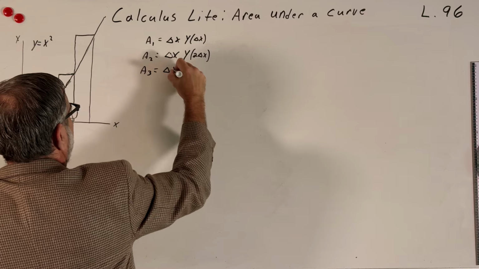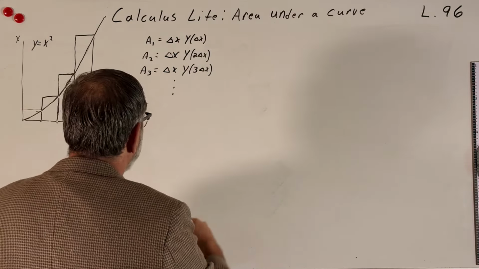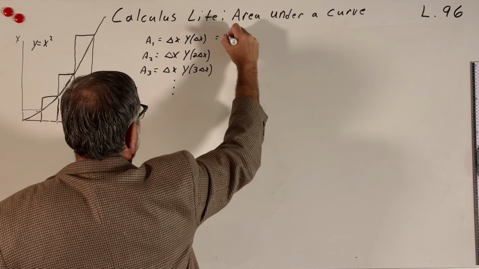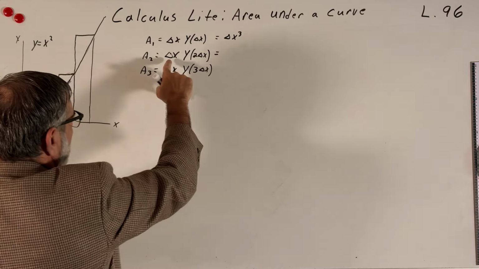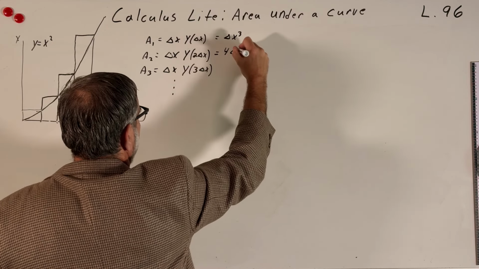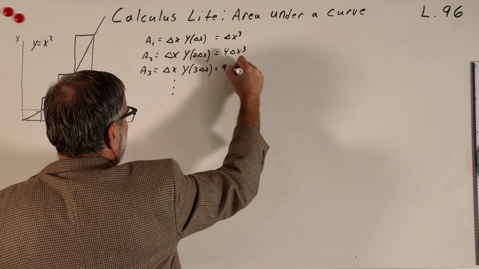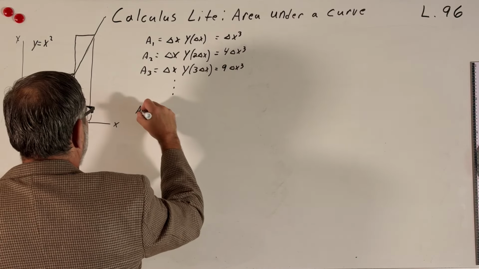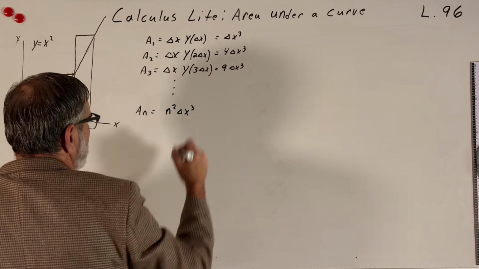3 will be delta x times y of 3 delta x, etc., right? So what would this give us? This would be delta x, y of delta x is just delta x squared, so it's delta x times delta x squared, which is delta x cubed. Here we have delta x times, we square this, we get 4 delta x squared, so that's 4 delta x cubed. Here we're going to get 9 delta x cubed, right? The next one will be 16 delta x cubed. So you can see what's going on here, right? This a sub n is equal to n squared delta x cubed, right?